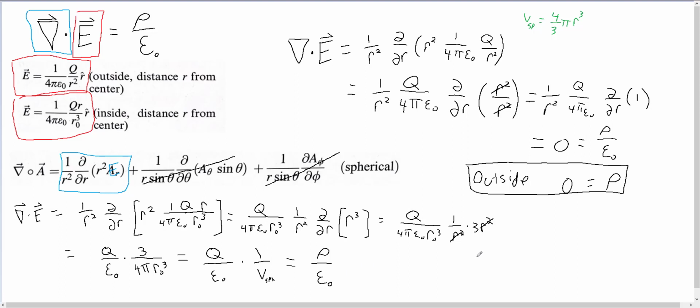So we'll go ahead and remember this, and we should expect to get, on the inside of the charged sphere, this value for del dot E, and then on the outside, we're going to get 0.